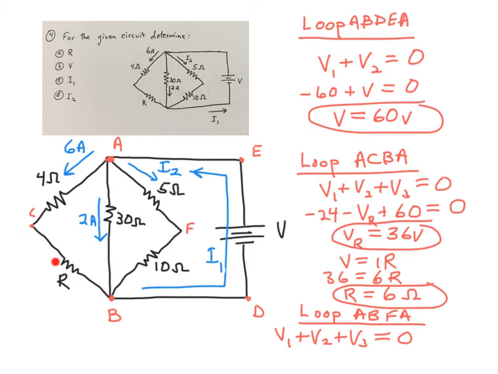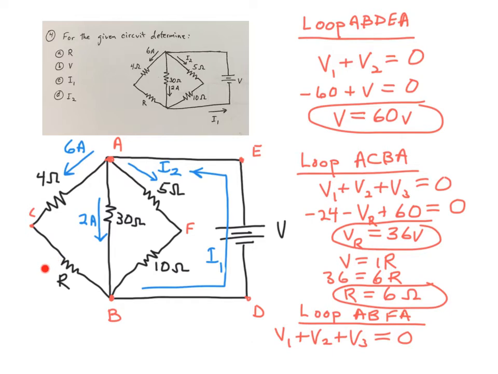Then I have my voltage for this resistor right here. I'm going to call that V sub R, generically V sub 2, same thing. And then I'm going up from B to A. But when I go up from B to A, now I'm traveling against my blue assigned current arrow, the 2 amps. So therefore, instead of being negative 60 volts here, it's going to be plus 60 volts for this particular resistor. So that's why I get negative 24 minus the V sub R unknown plus 60. So V sub R has to be 36 volts.